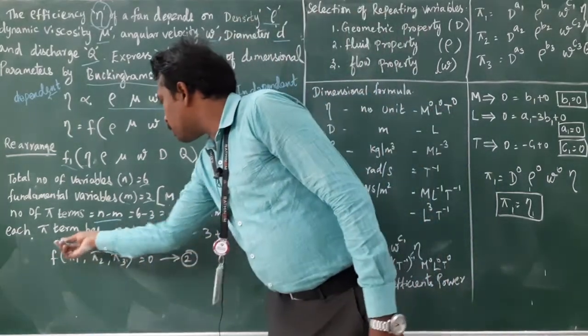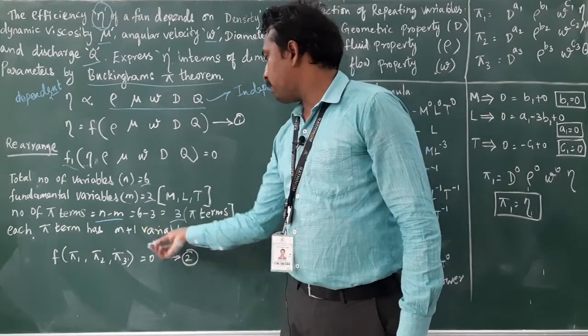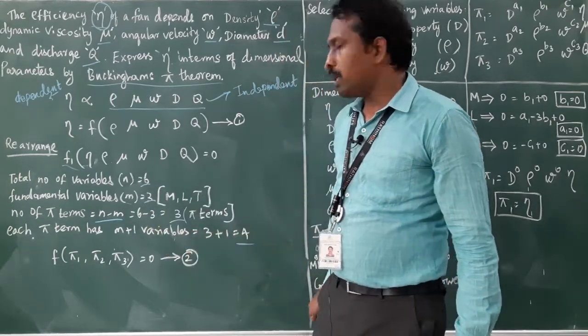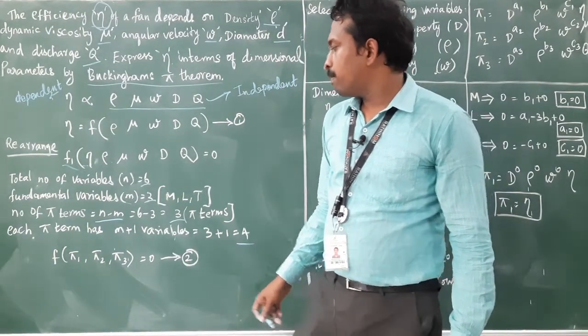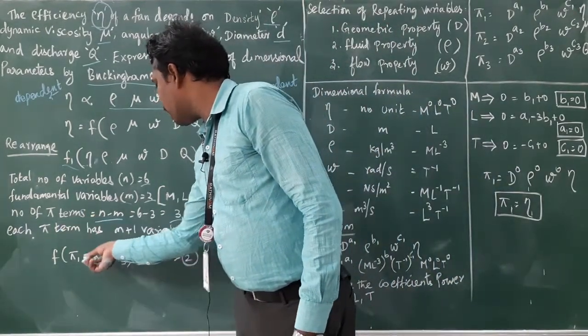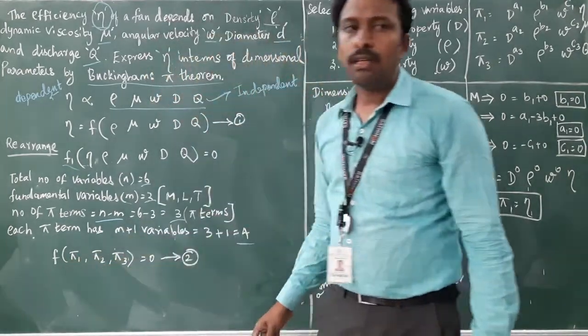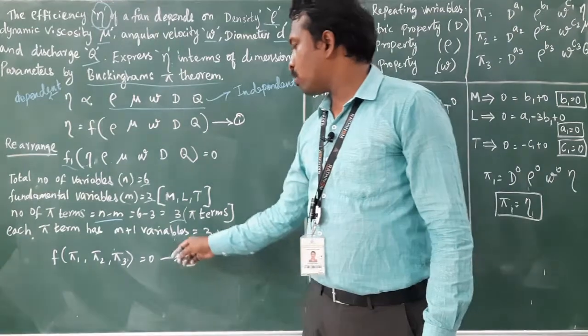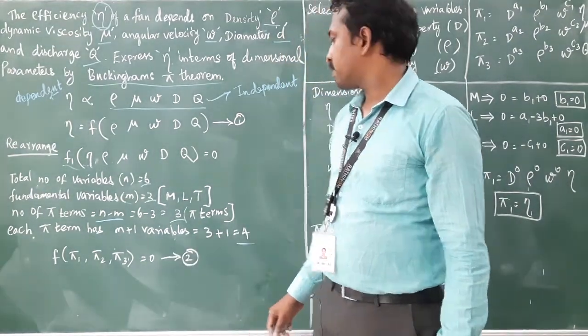Each pi term has m plus 1 variable. Here m is 3 and 3 plus 1 is 4. So in each pi term we are having 4 variables, right? In this problem we are having 3 pi terms, which is pi 1, pi 2 and pi 3. All the pi terms are equal to 0, which is equation number 2.